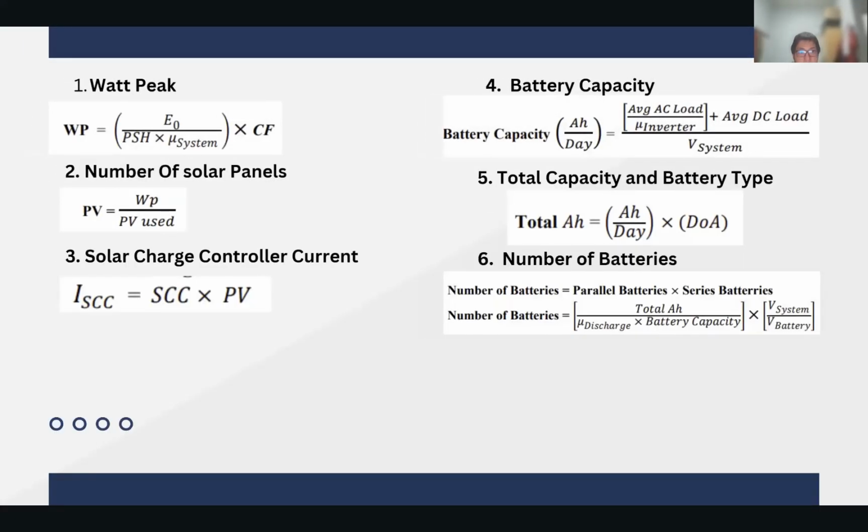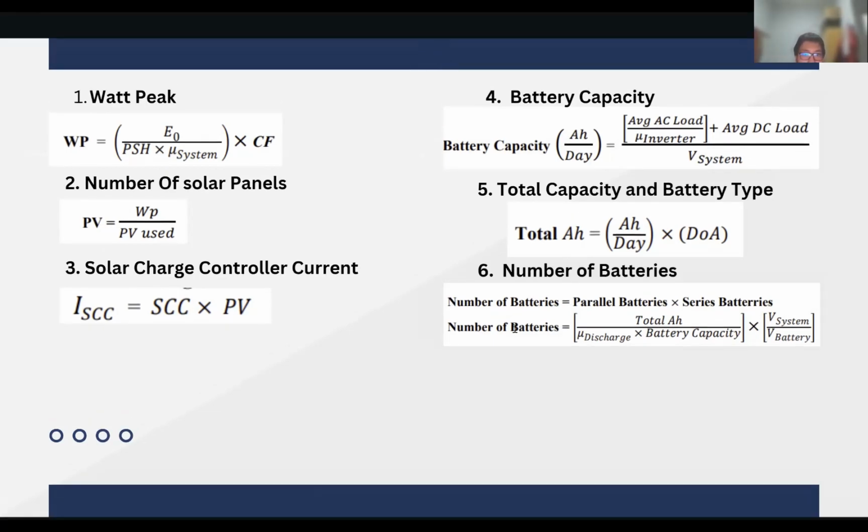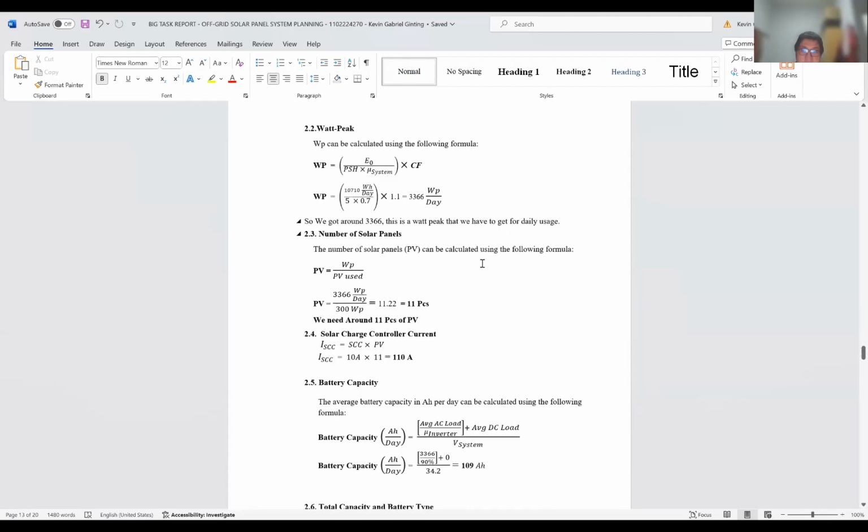First, we have watt peak, number of solar panels, solar charge controller current, battery capacity, total capacity and battery type, and number of battery. With this formula, we can get here. This is my home watt peak. With this formula, we will get 3,376. This is the watt peak for daily usage that my home should have.